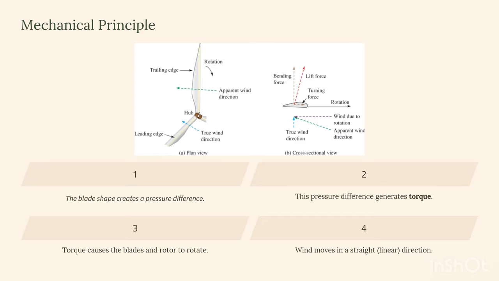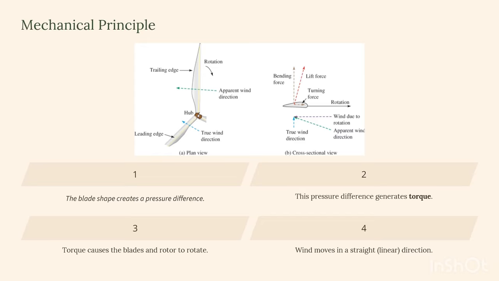Mechanical principle. The mechanical principle of a wind turbine is based on converting linear wind motion into rotational motion. Wind naturally moves in a straight direction, but the turbine blades are designed with a specific shape. When wind flows over the blades, a pressure difference is created between the two sides of the blades. This pressure difference generates a force that produces torque around the rotor axis.